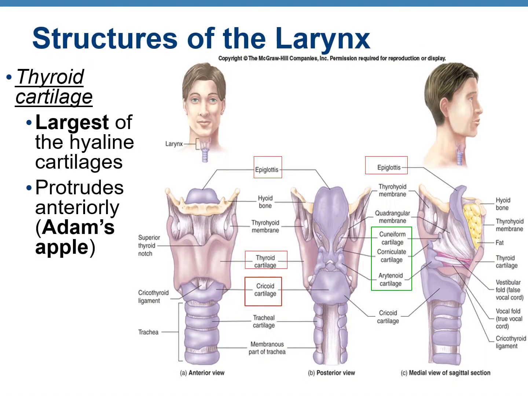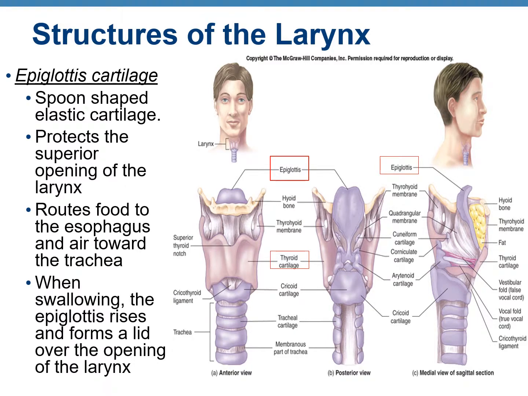Continuing with the anatomy of the larynx, the thyroid cartilage, which is one of the unpaired cartilages, is the largest of the hyaline cartilages, and this protrudes anteriorly, and it is commonly known as Adam's apple. The epiglottis is another unpaired cartilage in the larynx. It is a spoon-shaped elastic cartilage, and its function is to protect the opening in the superior part of the larynx. So it routes food into the esophagus and air towards the trachea.